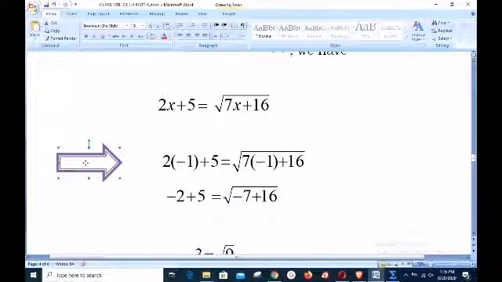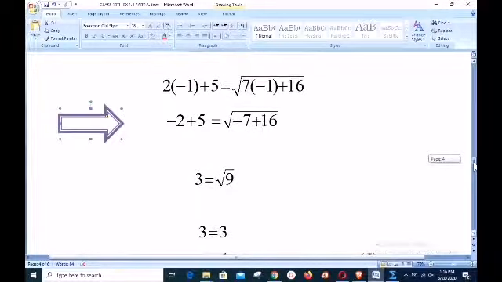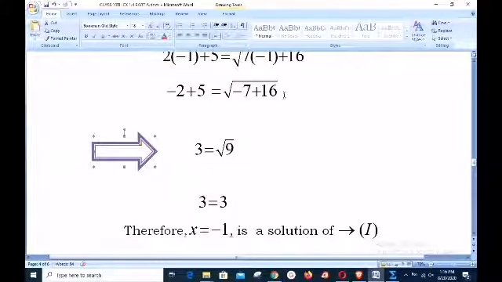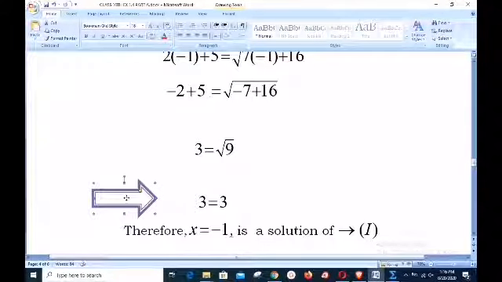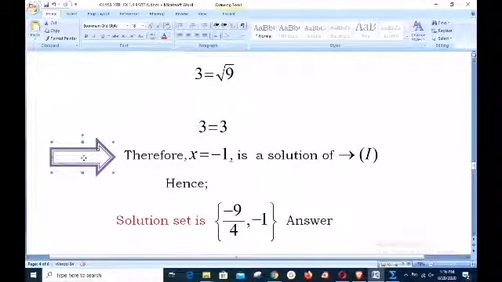Simplifying the left hand side we have minus 2 plus 5, whereas inside the root we are left with minus 7 plus 16. Minus 2 plus 5 very easily results in 3, whereas inside the root minus 7 plus 16 we are left with root 9. You all know the result of square root 9 is 3. So left hand side 3 is equal to right hand side 3. Here again left hand side and right hand side both are equal. Therefore the value we put, x is equal to minus 1, is also our solution of equation number 1. Hence my solution set is minus 9 over 4 comma minus 1.